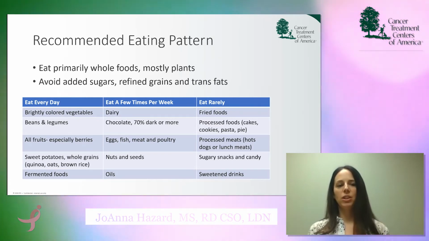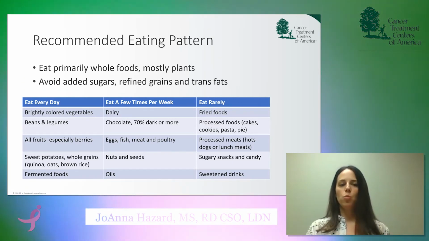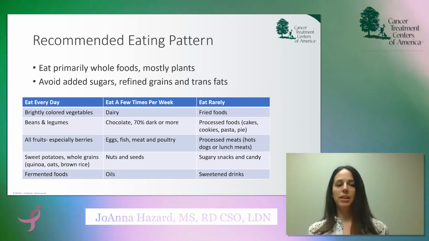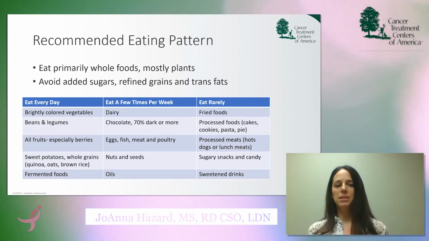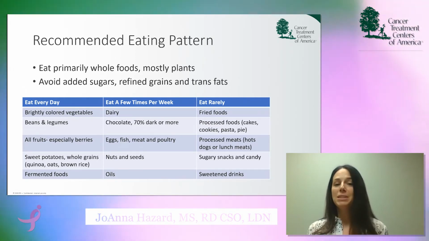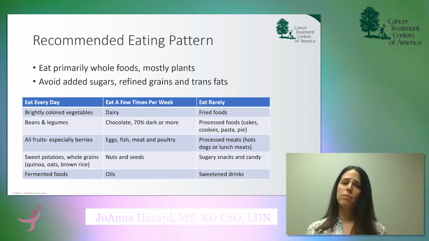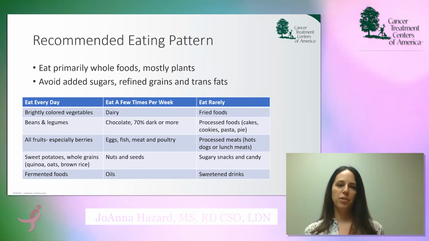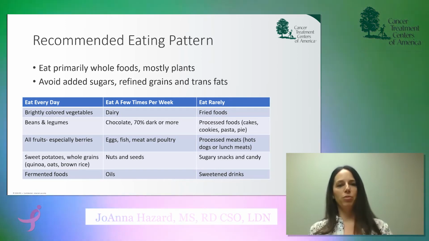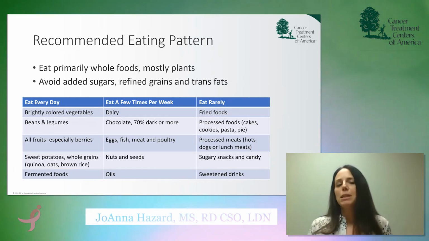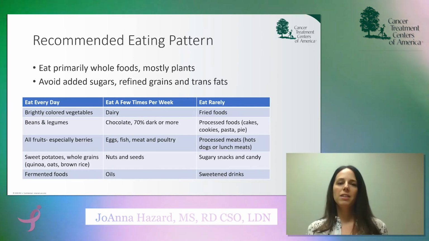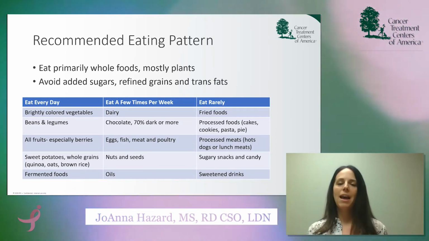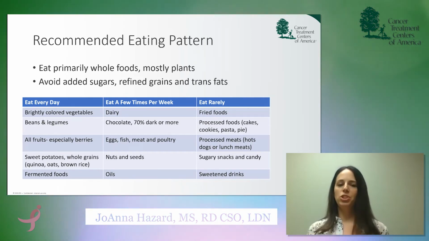And you can see the little chart here on what foods I want you to consume on what time frame. Every day I want you eating all those bright, beautiful fruits and vegetables, beans and legumes, sweet potatoes and whole grains, and then fermented foods to help support healthy digestion and a healthy immune system. Moving through the chart, you can see, eat a few times a week. There are some of those more inflammatory, maybe not the best types of foods or fats, but you can have them a couple times a week and you're going to be just fine.